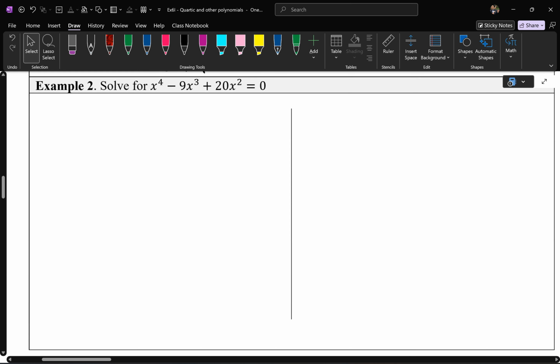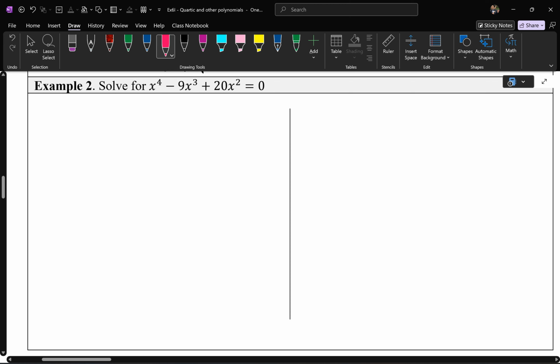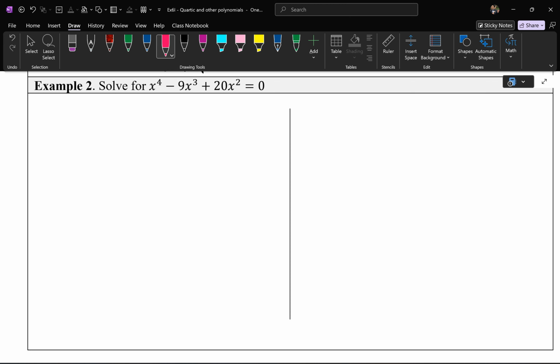All right. What about this one? How would you solve example 2? Looks scary, but it isn't. What do they all have in common? x, but not just x. x squared. See, this one has x squared. This one has an x squared as well because it's actually x squared times x. And this one is x squared times x squared. So that means they all have a factor of x squared. So if you factorize it, take out the x squared, and then you get x squared minus 9x plus 20.